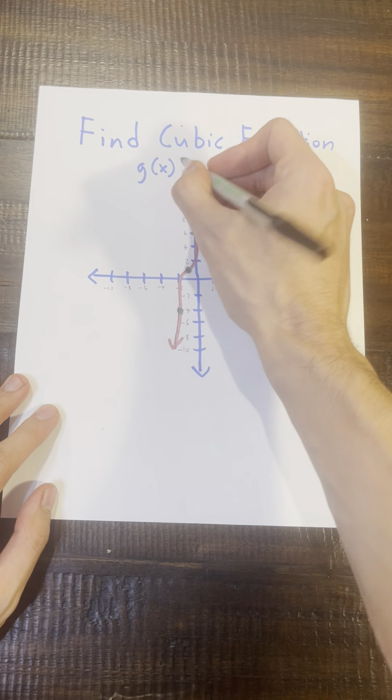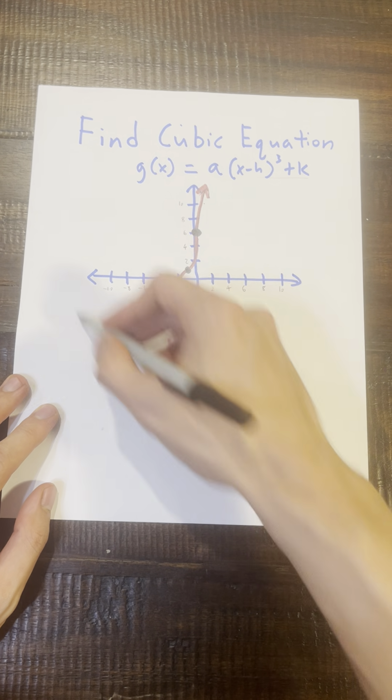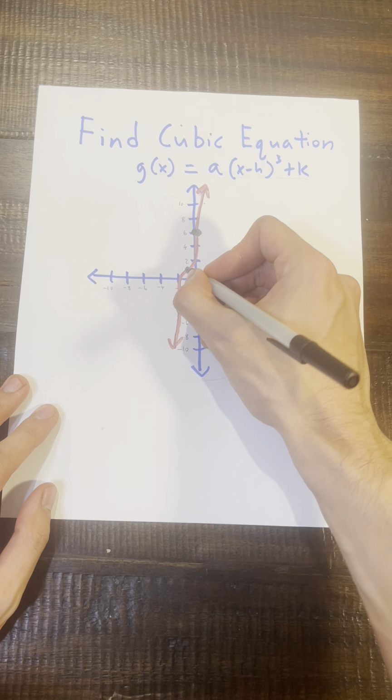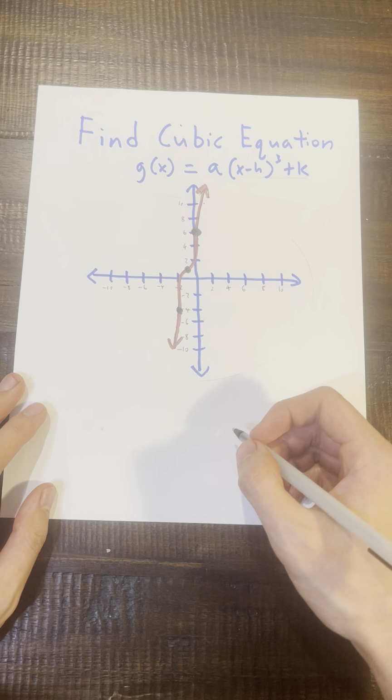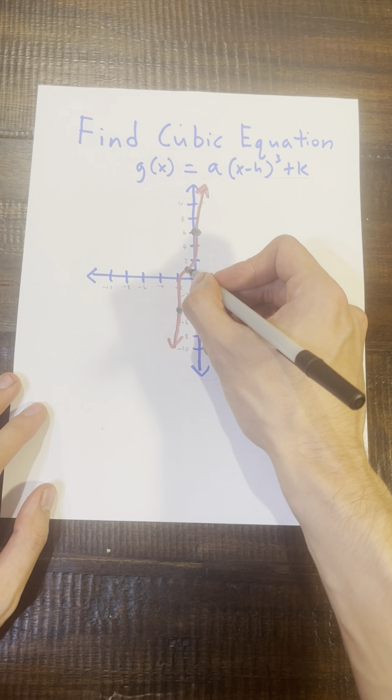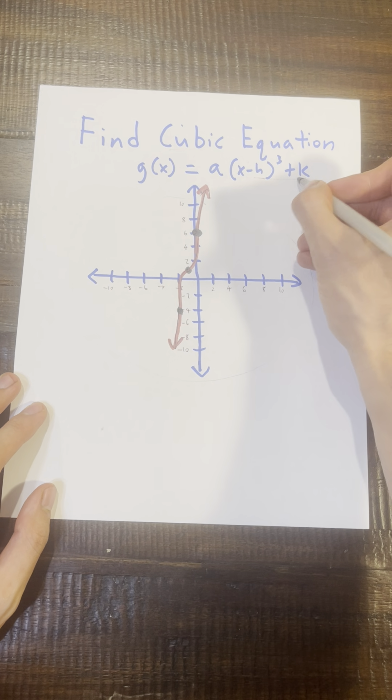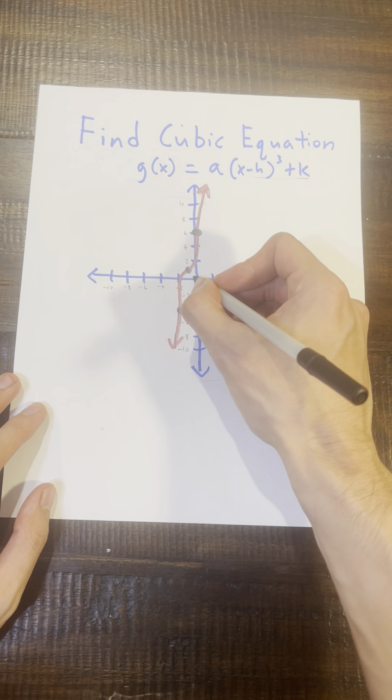How do we find the equation of a cubic given the graph? Well, the point in the middle is called the point of inflection. And this point will give you information about h and k. So let's get the coordinates of this point.